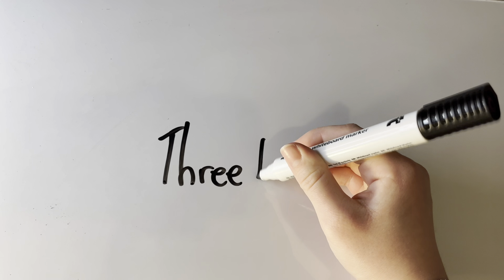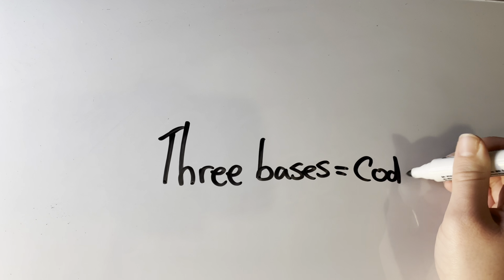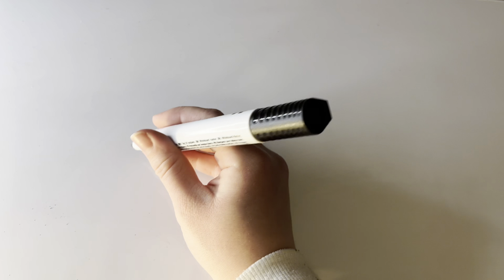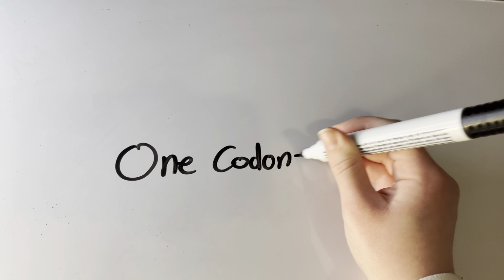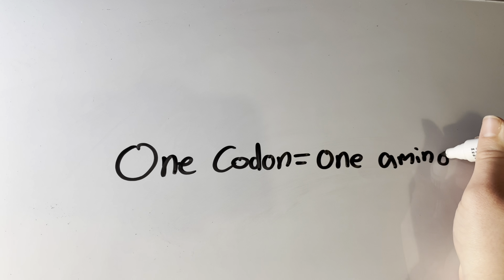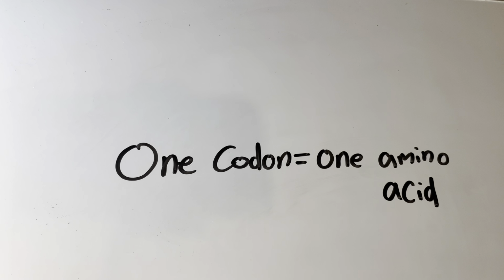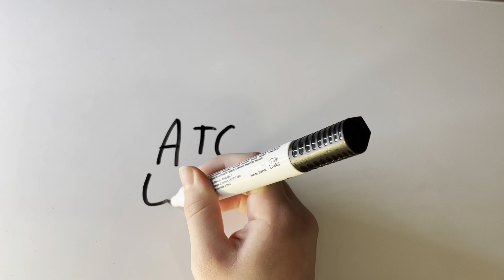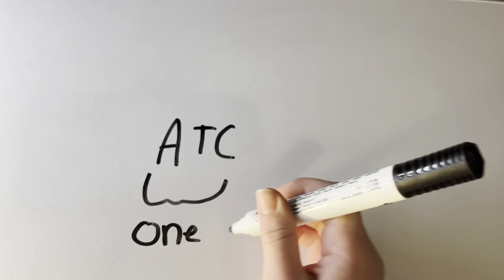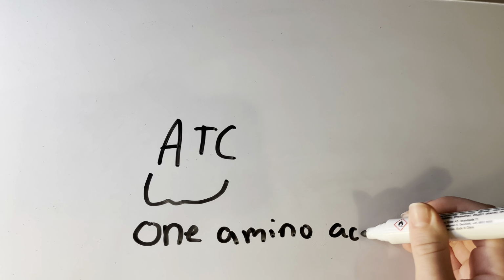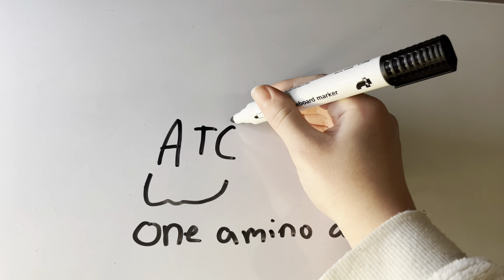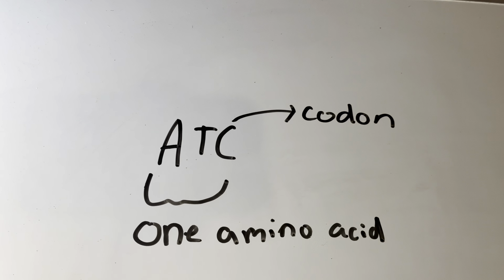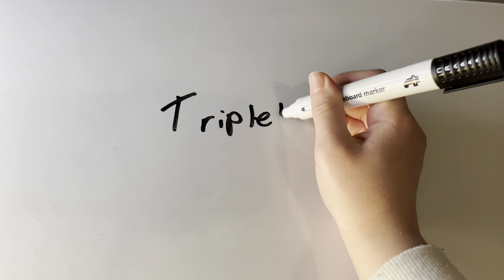3 bases would be called a codon. 1 codon, so 3 bases, determines 1 amino acid. For example, adenine, thymine, and cytosine would be called a codon and would make up 1 amino acid. This is known as the triplet code.